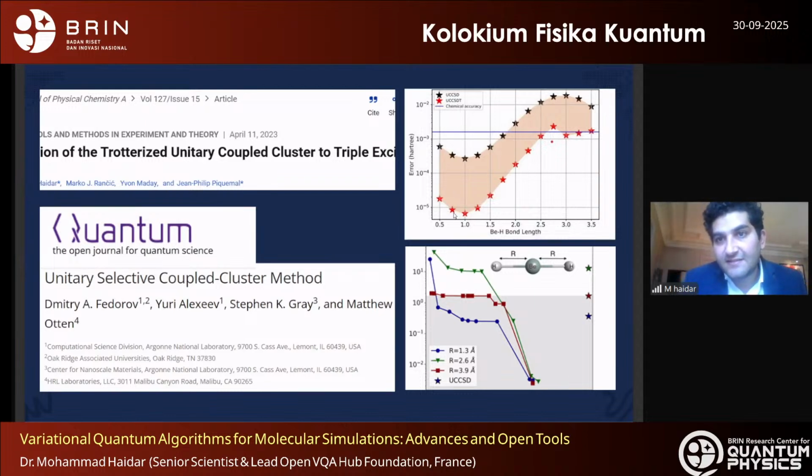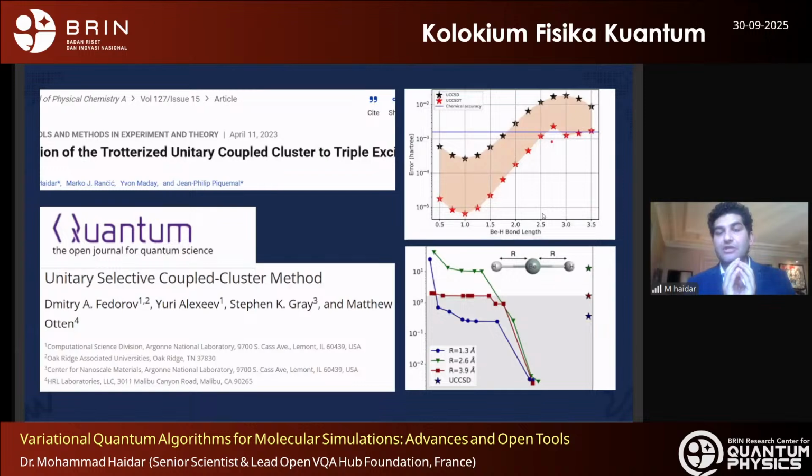And if you see the stars in red, they have better accuracy, because in beryllium hydride, whatever bond length you are using, you are going to have better energy by at least 2 orders of magnitude with respect to double excitations, in terms of Hartree units. And as you see, beyond 2.5 angstrom, the error started to increase there.